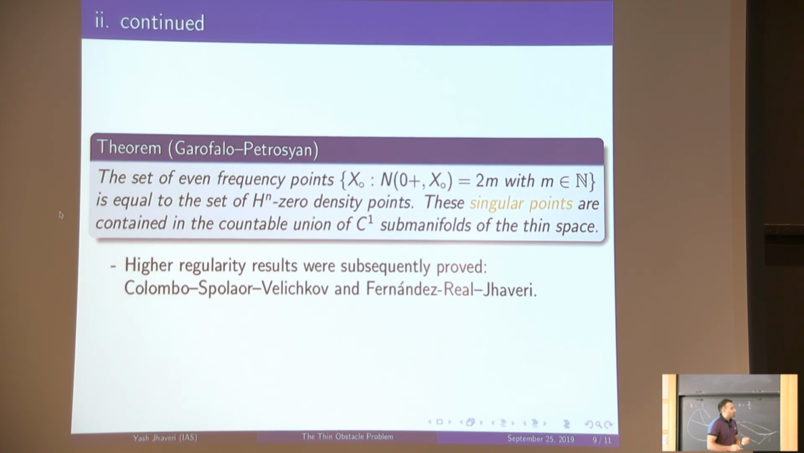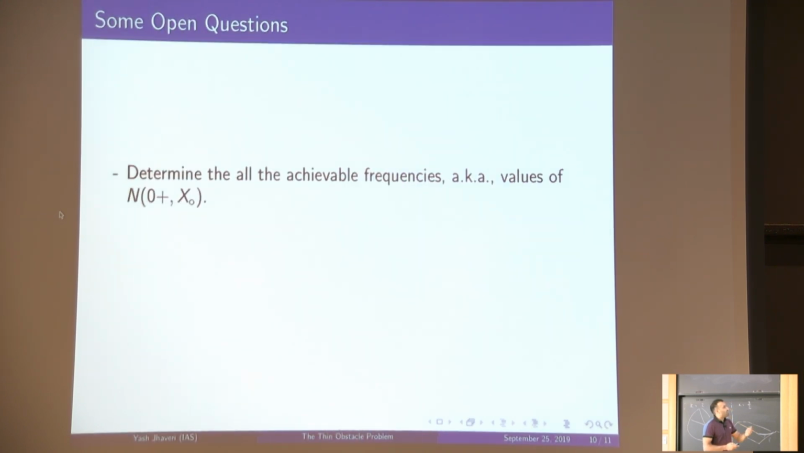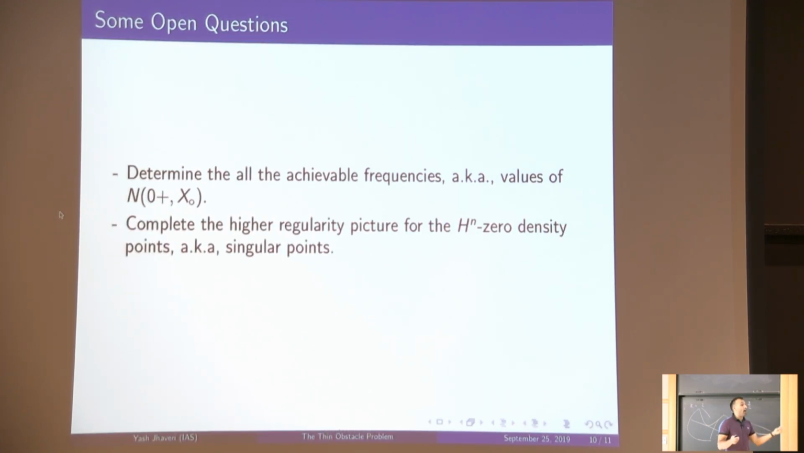Okay, so what does that mean? It says, well, what are the open questions that are left? Well, the first one is, of course, determine all of these achievable frequencies, i.e. the values of the Almgren frequency function at 0. At the moment, we have some information about that, but really, we're pretty far from understanding what are all the values.